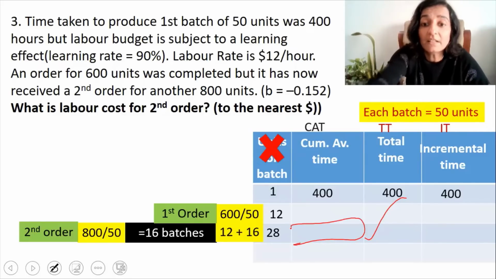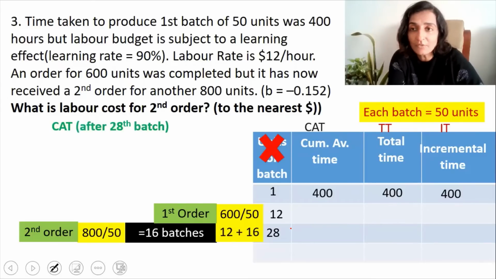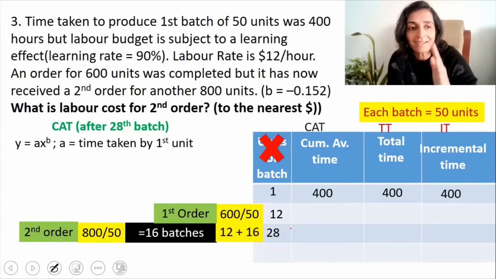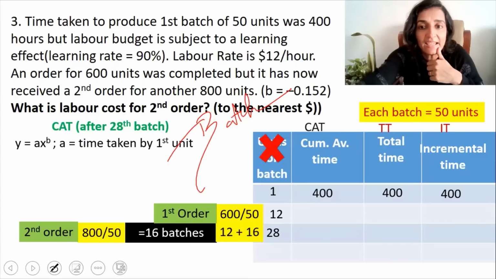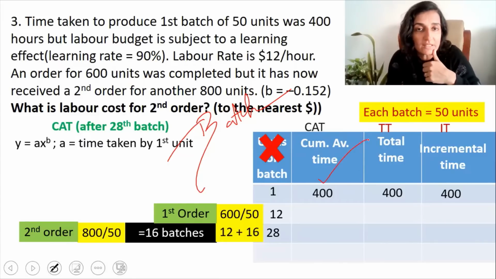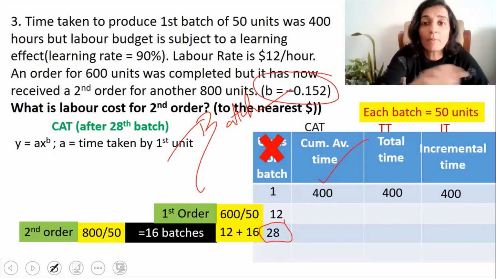So now, in order to find out the total time, what is the first thing that we need? We definitely need the cumulative average time, correct? So cumulative average time after the 28th batch, we will write the formula first. Y is equal to AX, the whole raised to B, where A is the time taken for the first unit or the first batch. Okay, in this case, it's the batch. Now, what is A? A is 400 hours. And what is X? X is 28. And what is B? B is negative 0.152.